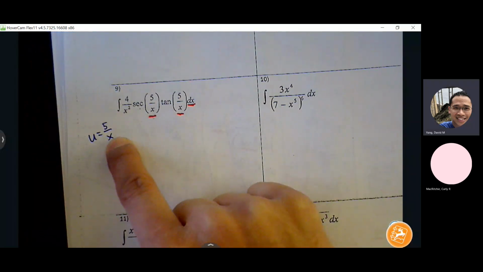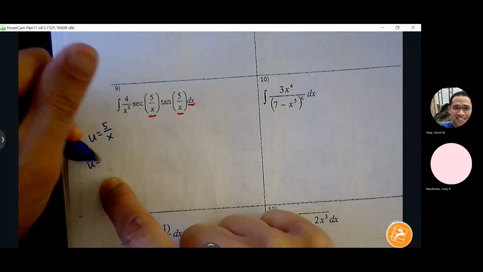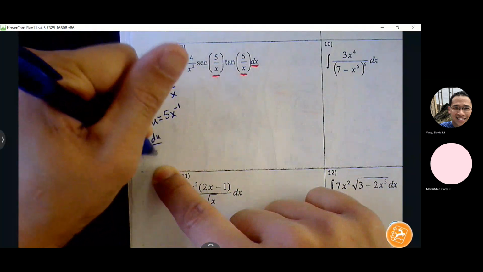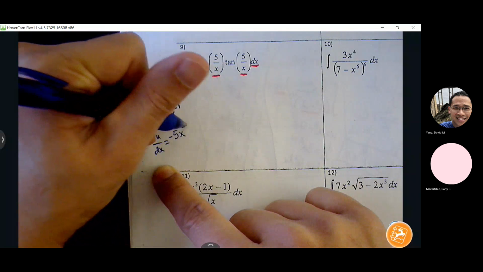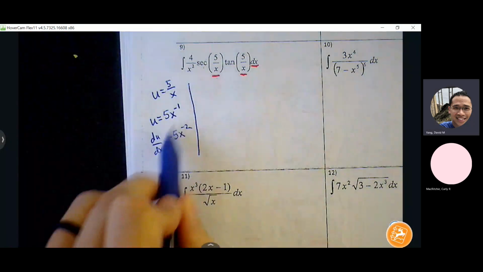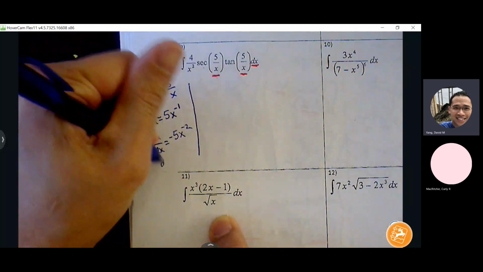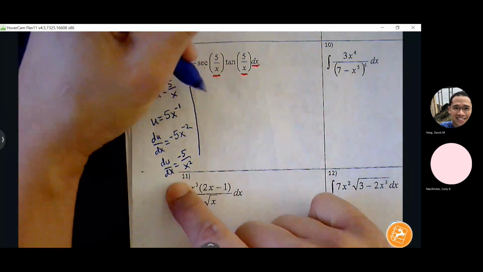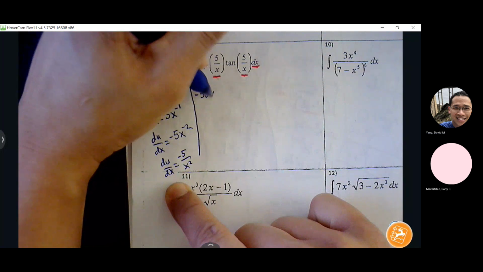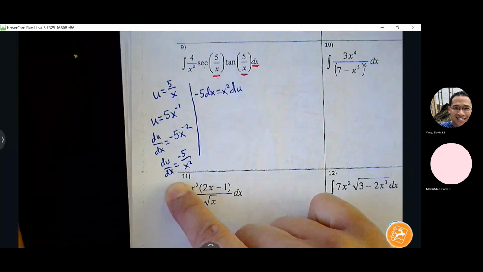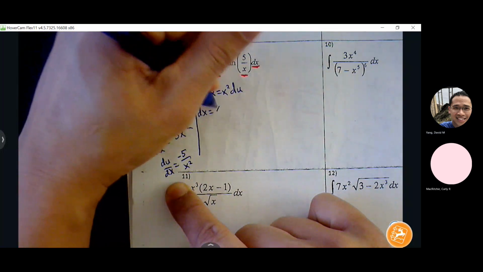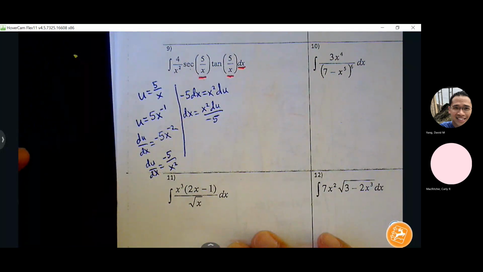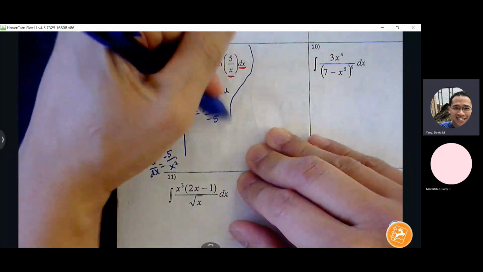Okay. I want to find the derivative, but I don't want to go through quotient rule, so I'm going to push that x up to the top. And then I can find du dx. I'm going to clean this up first before I cross multiply. I just want to get that negative exponent a little cleaner here. Okay, cross multiply. Solve for dx. Okay, make my substitutions.